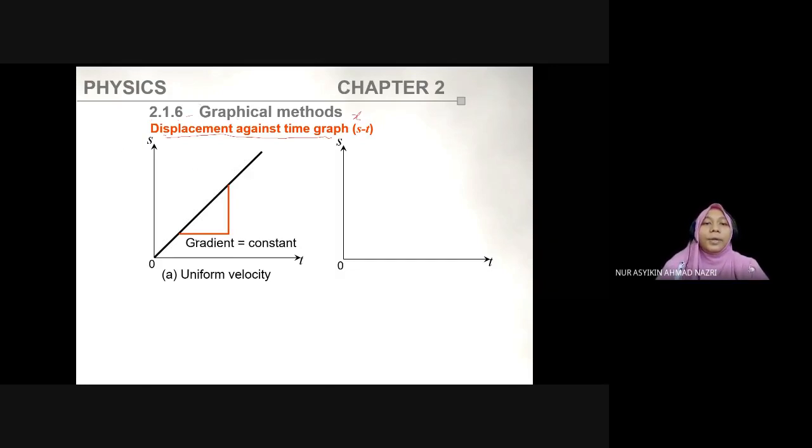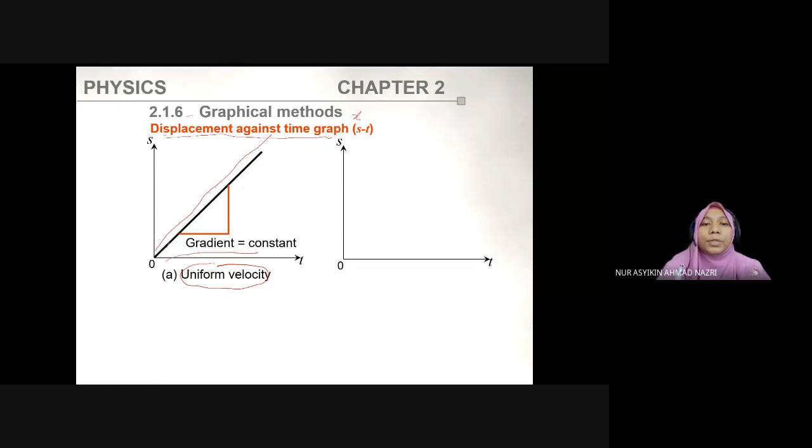Okay, so let's say we have motion with uniform velocity. Uniform velocity is when the distance displacement akan increase with time.